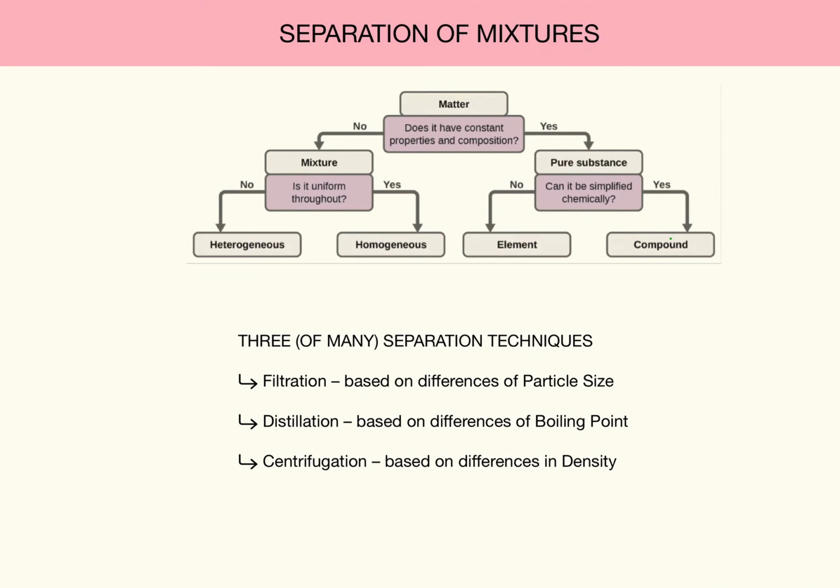Well, let's say we want to take a mixture and break it down into its pure substances. We can do that using physical means of separation. On the other hand, to break a compound back into its corresponding elements, that must be done chemically.